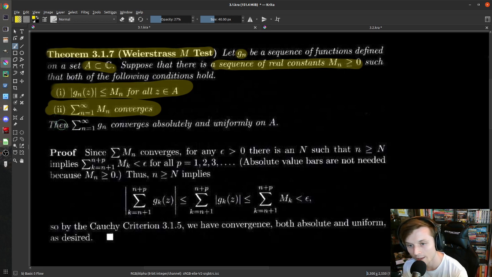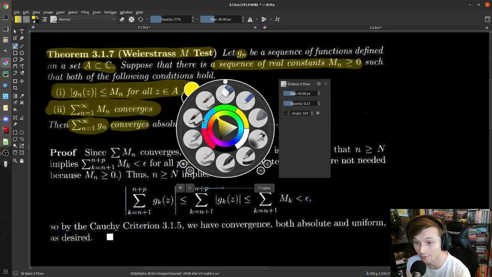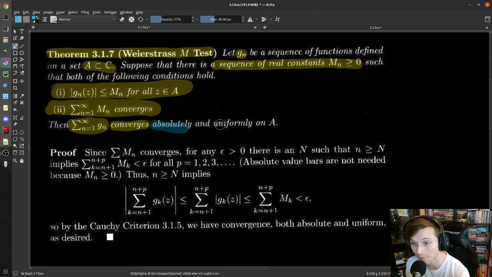Then what we get, this is the part that obviously makes sense, is that the series of functions converges. And not only does it converge, and this is the big deal, absolutely and uniformly on A. Kind of a big deal. So what this says is it's basically like a comparison test, essentially.